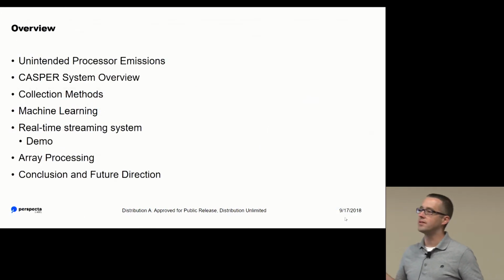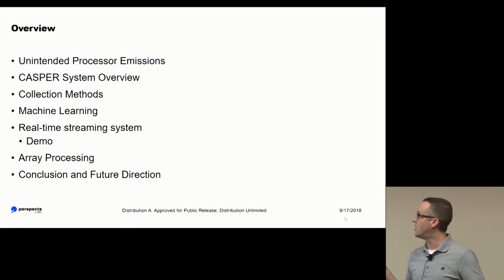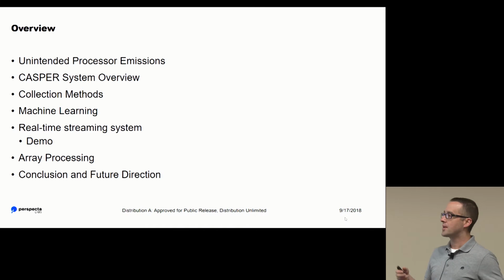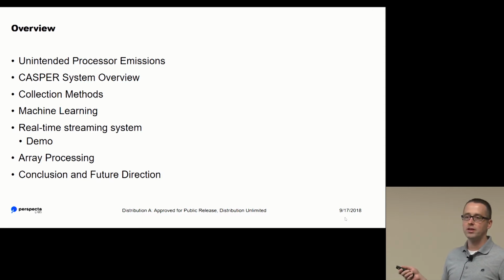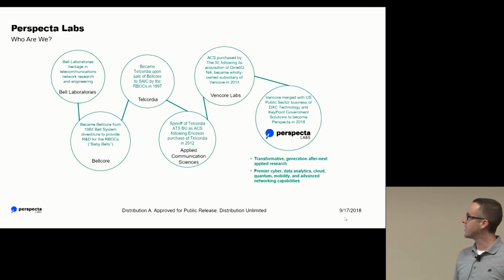So we want to cover what these unintended radiated emissions from processors and devices are. We'll go over our system overview, how we're using GNU Radio to collect and process the data, and a little bit about our machine learning backend. I'll do a video demo of our real-time streaming system, and then we want to dig a little deeper into the array processing, because that probably has a little more general interest in this community, and then finish with a summary.